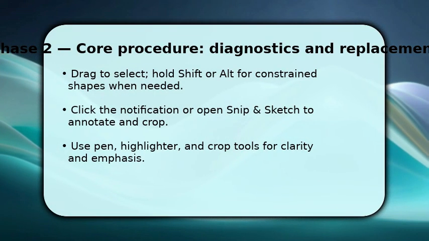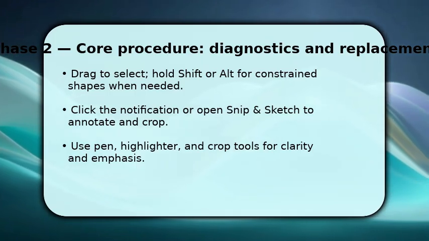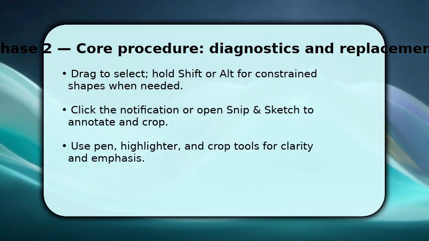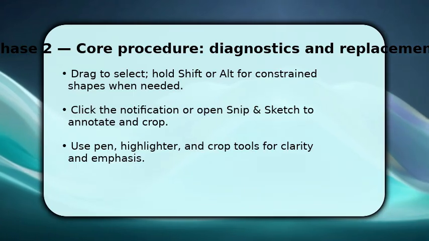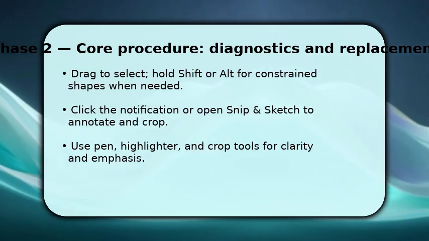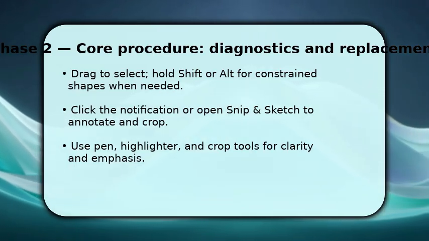If you need precise shapes, hold Shift or Alt while selecting. This lets you create constrained rectangles or centered selections. Make sure to save often, since edits don't auto-save by default.